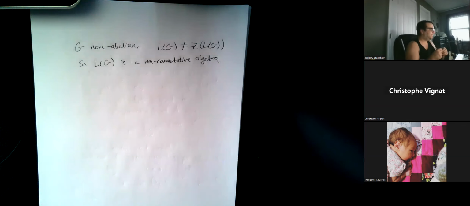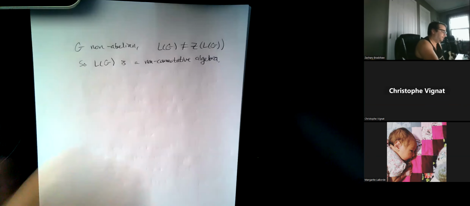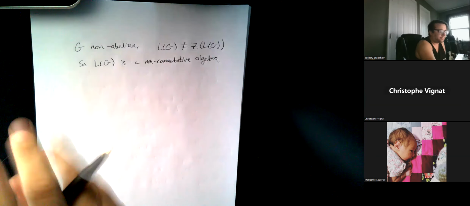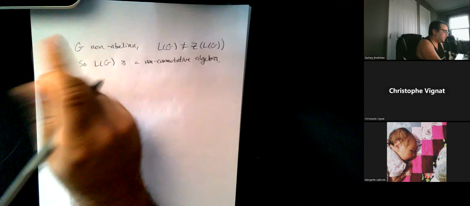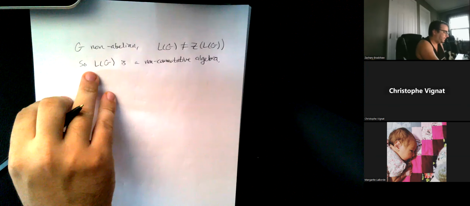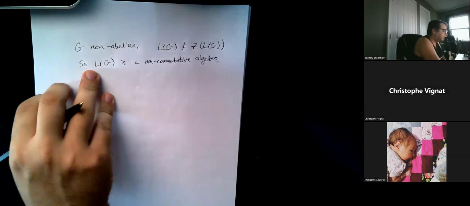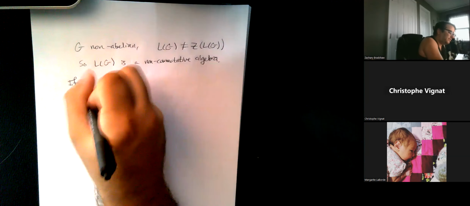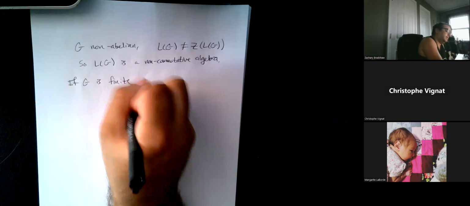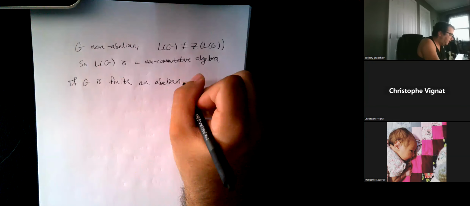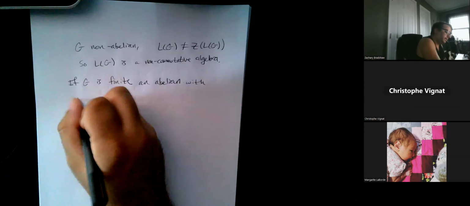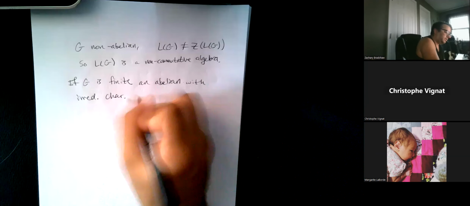So instead, what we'll do is we'll try to replace pointwise multiplication by matrix multiplication. And so we'll sort of, well, you'll see. We're basically going to upgrade copies of C into matrix algebras. Okay, so first let's recast the abelian case in a different form, and then it'll become clear how to extend it. So let's go back to the abelian case. If G is finite and abelian, with irreducible characters, let's call them chi1 through chi-n again.